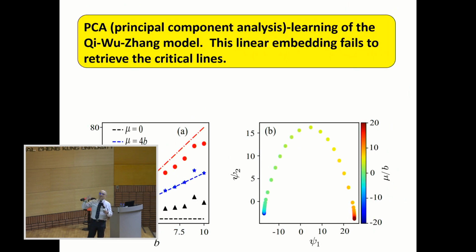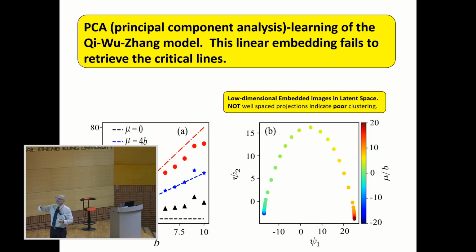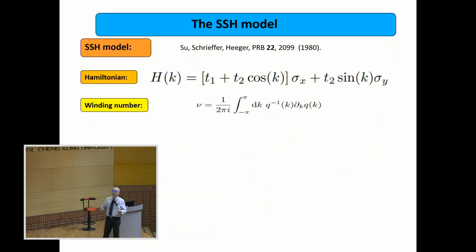If you do principal component analysis of this model, it just fails. It doesn't do a good job. And then the clustering is kind of messed up. It is not a well-spaced projection. There are poor clustering capabilities, so with principal component analysis we tried other things, and simply nothing was working until we found the right way to do it.